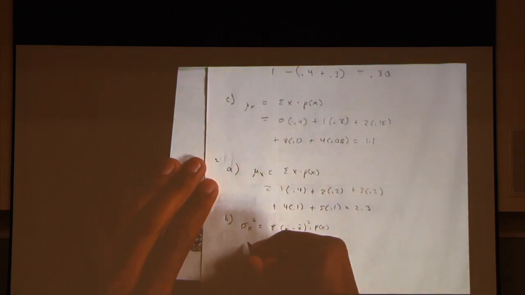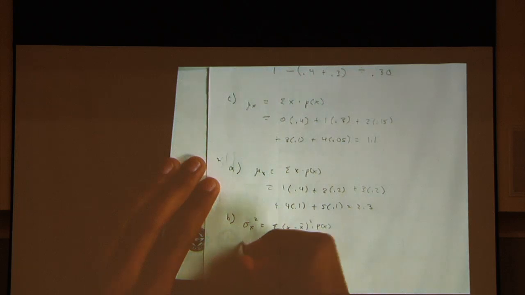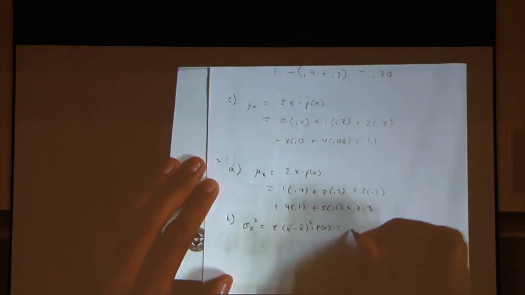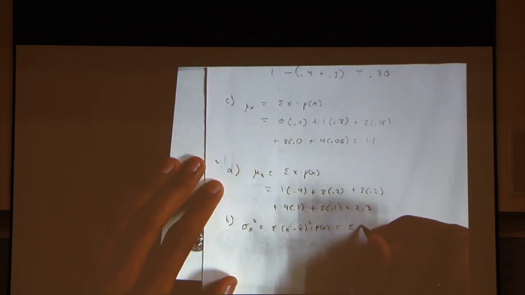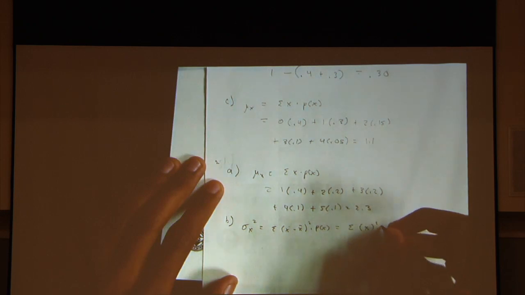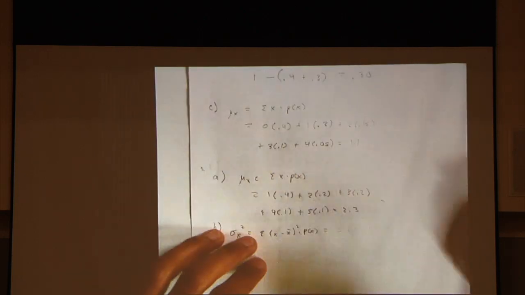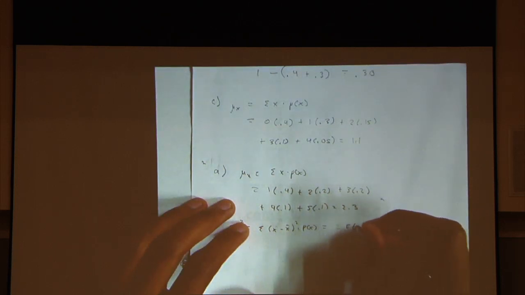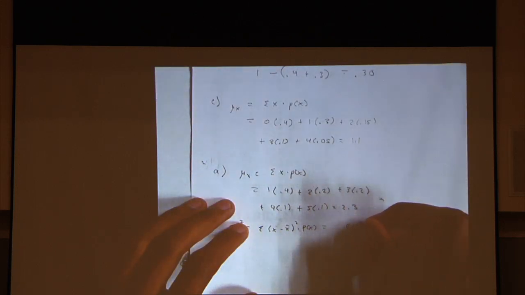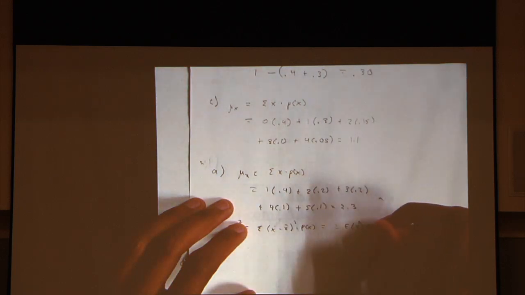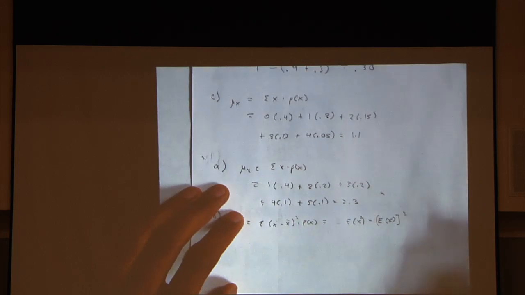So then, we can do this the long way, but I'd rather do the short way, which is the summation of X squared P of X. Right? X squared P of X. Let's do E of X squared minus E of X, quantity squared, right? If you remember.